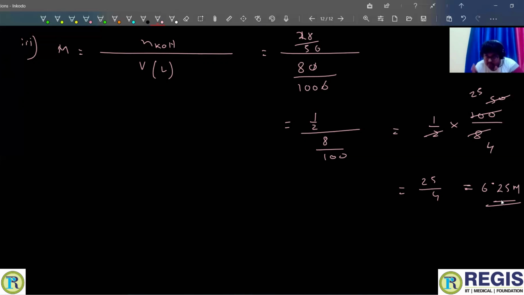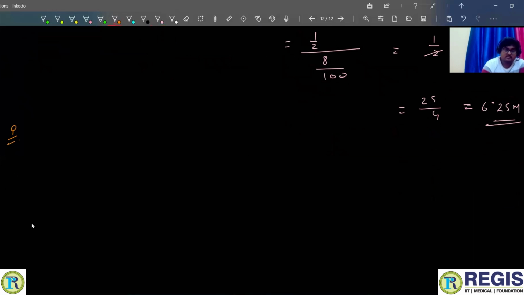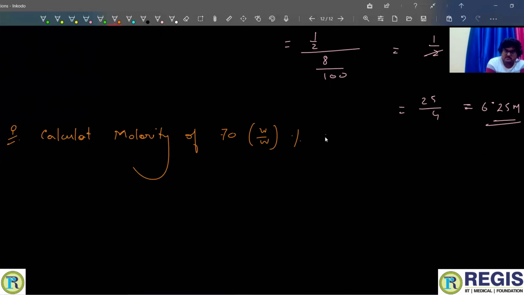And one question I am giving in this case, density term. I already told you molarity and density. There is a formula: M equals 10 into D into X by M of solute. Okay, application of this one. Try to solve it. Calculate molarity of 70 weight by weight percent NaOH solution. But density of solution, which is given, 1.2 gram per ml.